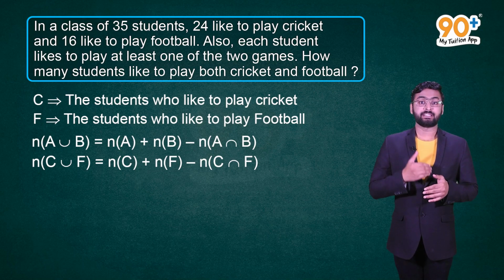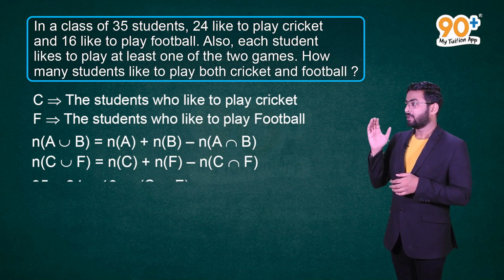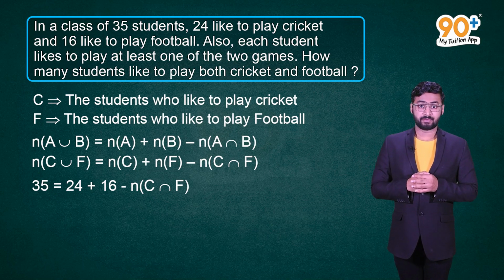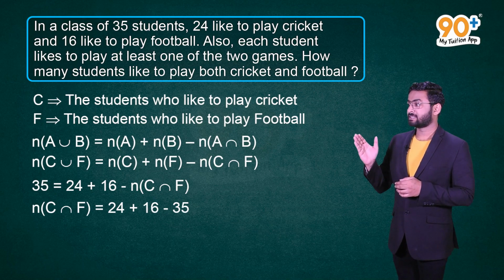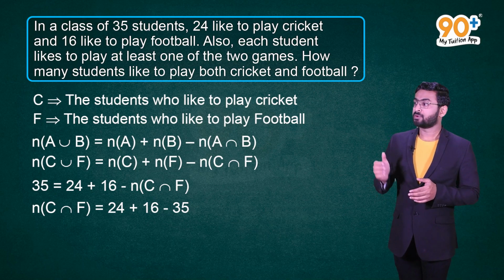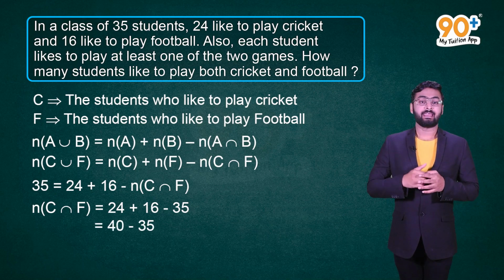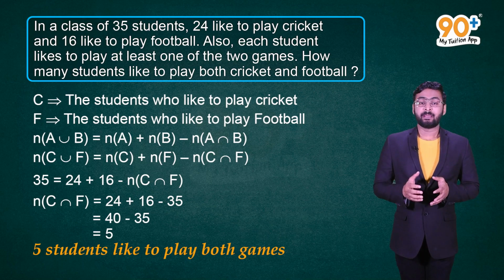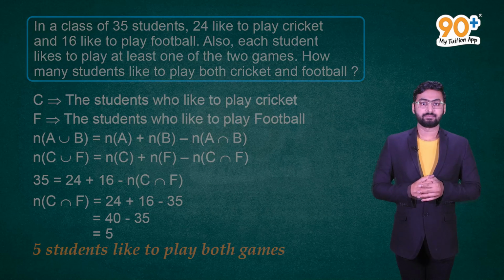On substituting the values, we get 35 is equal to 24 plus 16 minus n of C intersection F. And on solving this, we get n of C intersection F is equal to 24 plus 16 minus 35, which is equal to 40 minus 35, and that is 5. From this, we can say that 5 students like to play both cricket and football.